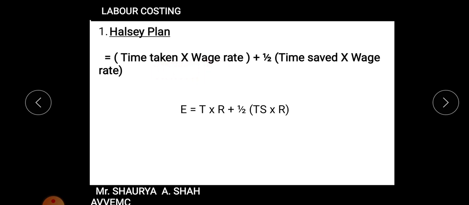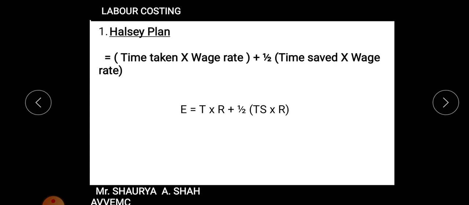That is the fixed pay on the basis of your first traditional method, that is the time based system: time taken into wage rate plus half of time saved into wage rate, right? So if the worker has completed before the time allotted, then he will be paid half of the wage rate of the time saved, right? Whatever time is saved by him, it will be paid to him.